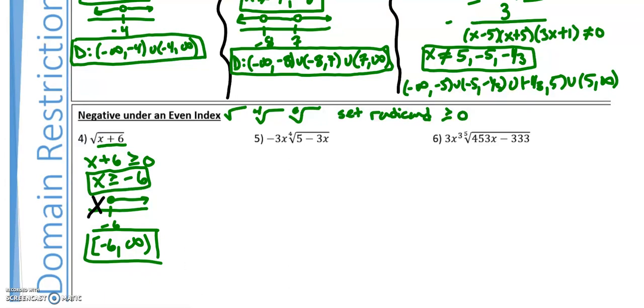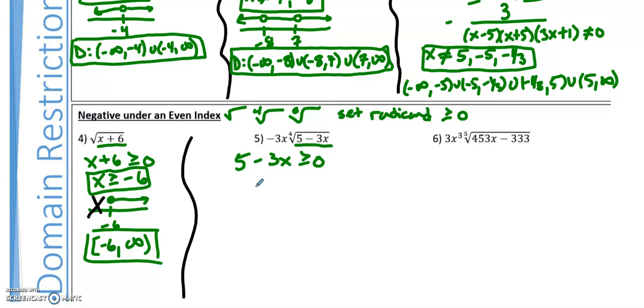For my second example, I need to look at what's going to give me a domain restriction. I have no division, so I can't divide by 0. I do have a radical. It's an even index with the 4 right there. So all I have to worry about is that stuff underneath, the radicand. Whatever's chilling out front is not going to give me any sort of domain restriction. I only have to look at the radicand. So I take the 5 minus 3x, ensure that it's positive, greater than or equal to 0.